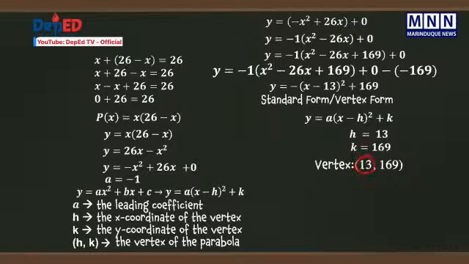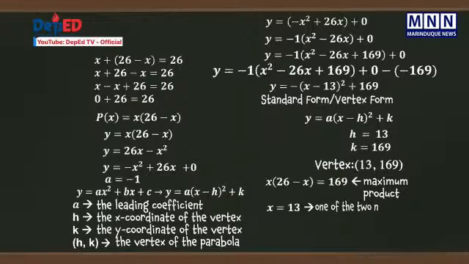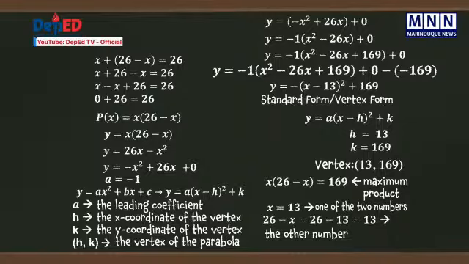So, the maximum value of the function y occurs when x is equal to 13. And this maximum value is 169. This number, 169, is the maximum product of the two numbers described in the problem. What are the two numbers? Since the maximum product is obtained when x is equal to 13, 13 is one of the two numbers. By substitution, the other number, 26 minus x, is equal to 26 minus 13, in which the result is 13. So, it appears that the two numbers whose sum is 26 and whose product is the maximum are just the same.